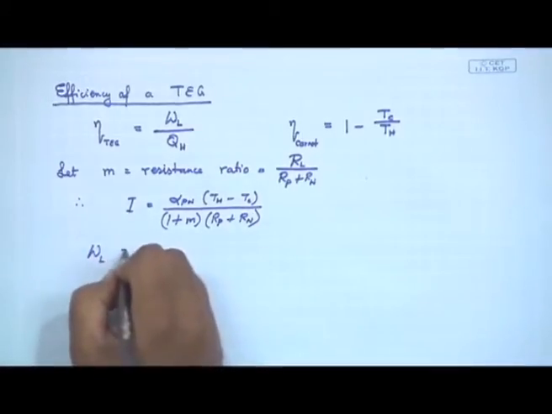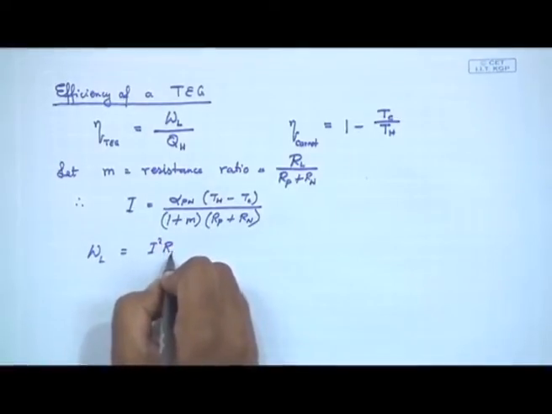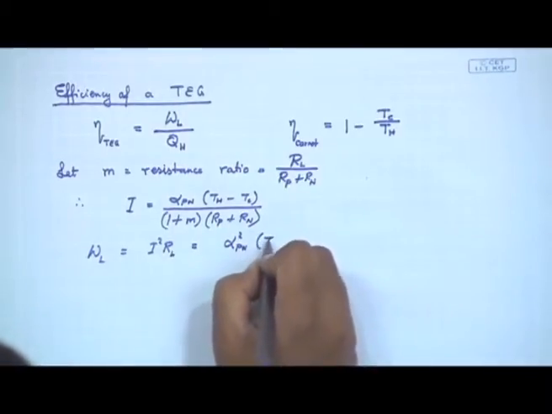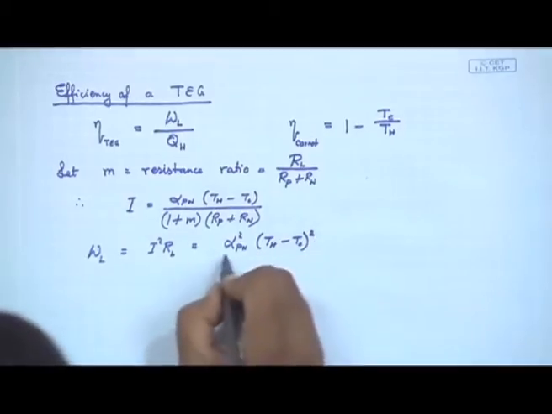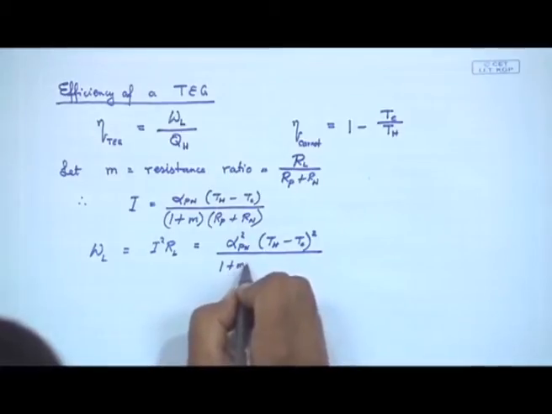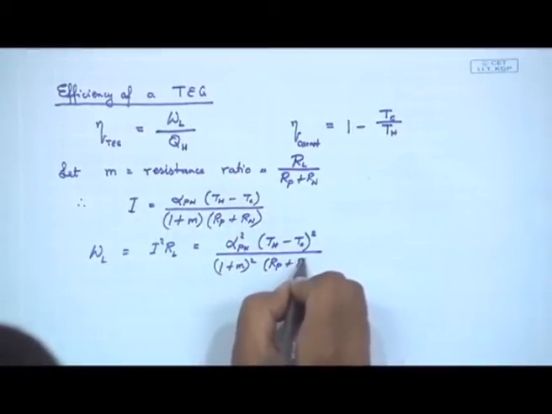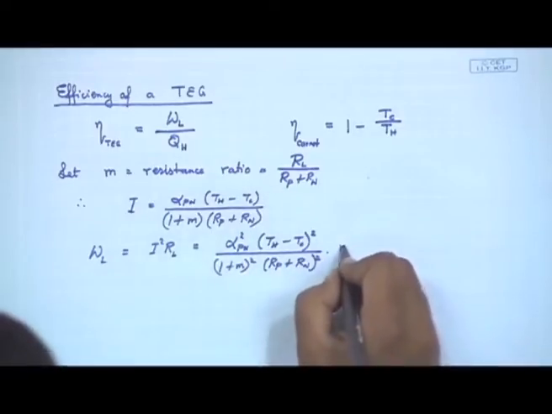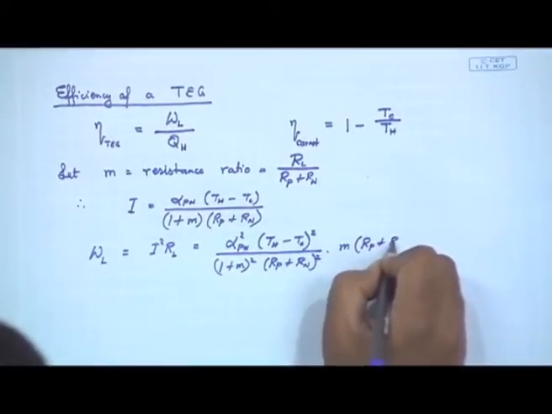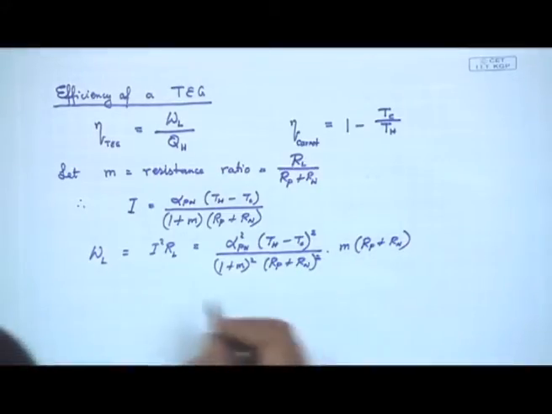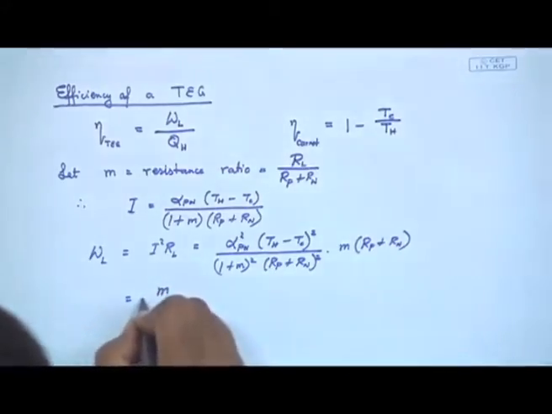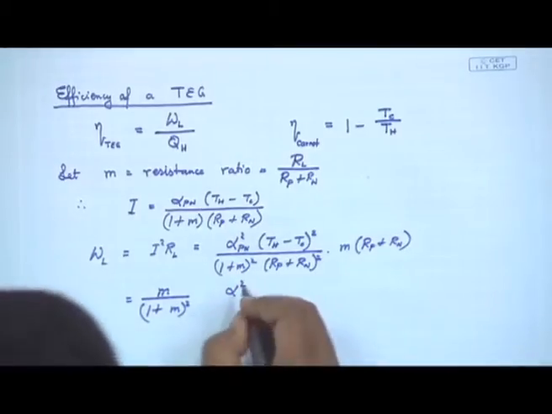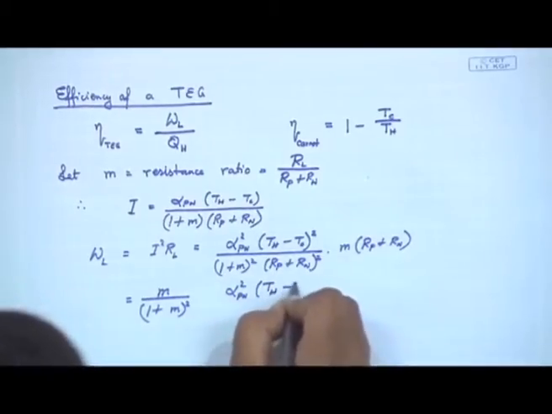Therefore, the external work WL is going to be I squared RL, and you can show it to be alpha squared Pn (Th minus Tc) whole squared, divided by (1 plus M) squared (Rp plus Rn) squared, times RL, which is M times (Rp plus Rn). A lot of things will cancel out, and finally what we will have is M divided by (1 plus M) whole squared, times alpha squared (Th minus Tc) whole squared.